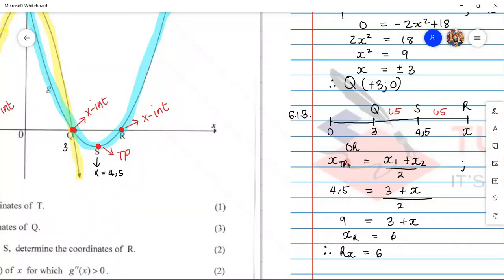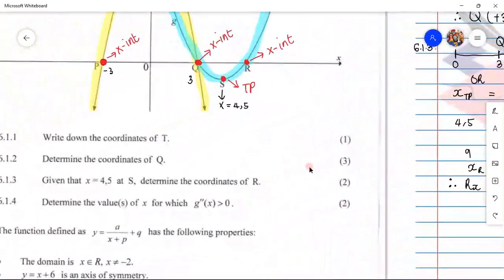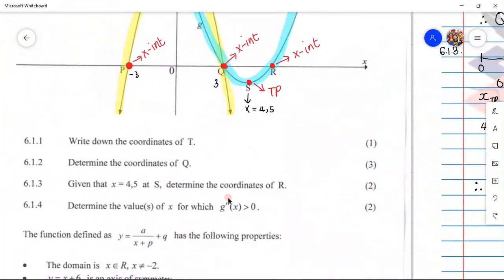If we want to use our midpoint formula, all we'll do is substitute 4.5 into the x value of our turning point, we'll substitute 3 into our x-intercept, and the second x-intercept, which is R, which is what we are calculating, we'll just leave it as x. Then we just solve for x from there. So we have found the x value of our x-intercept R. So let's just put this down. We know this x value is 6.